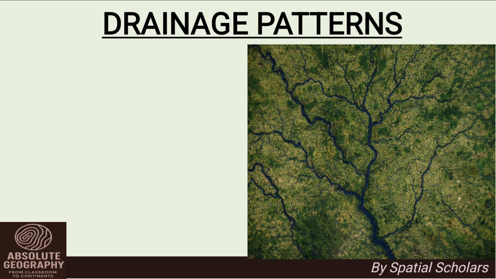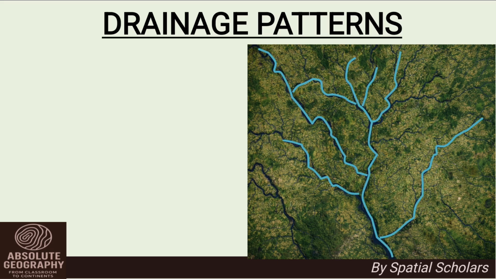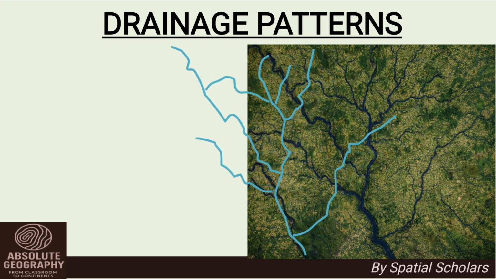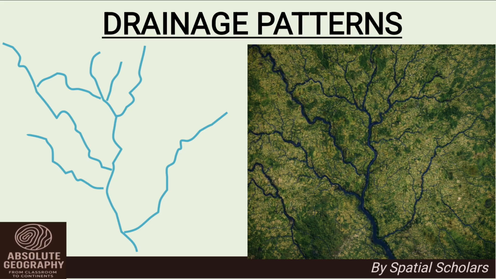Now talking about patterns, the rivers and their tributaries form different shapes on land surface. This depends on the type of rock, its structure in an area, and the relief of the land. Starting with dendritic pattern, it resembles the branches of a tree. Tributaries join the main river at irregular and acute angles. This pattern develops in regions where rock structure is uniform and there are no faults or folds. It indicates a stable geological structure and gentle slope and is the most common drainage pattern.